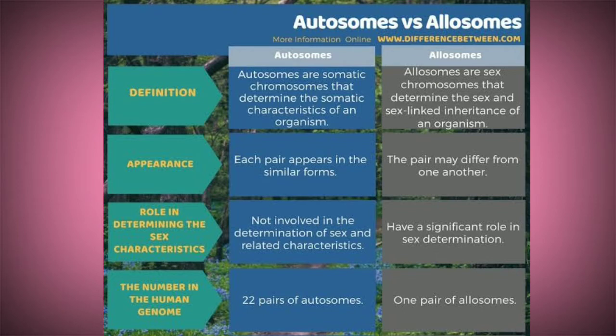Now the other type of chromosome found in living organisms is called allosomes. Allosomes are sex chromosomes that determine the sex and sex-linked inheritance of an organism. As you know, there are two types of sexes in the living world. One is male, another one is female. And on the basis of the presence and absence of the sexual organs, we find two types of organisms.